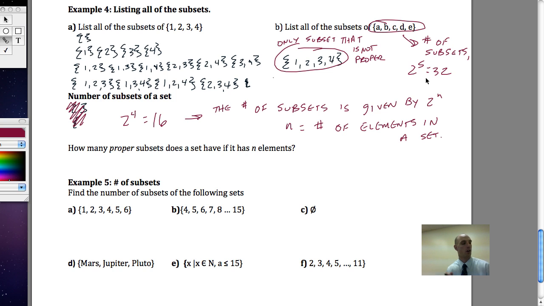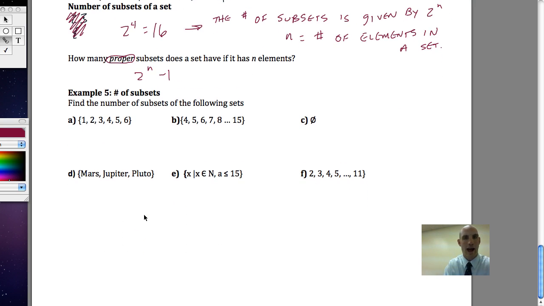I'm not going to list out all of those because that would take a long time. But the list is going to have 32 things in it. Now, if we talk about proper subsets, how many of them are going to be proper? Well, only one of them is going to be improper. That's the subset that contains all of the same elements as that set. And so the number of proper subsets is going to be given by 2 to the n, the total number, minus that one set.